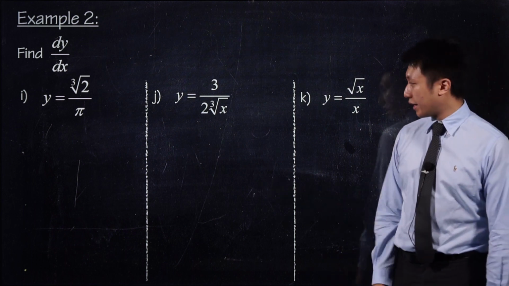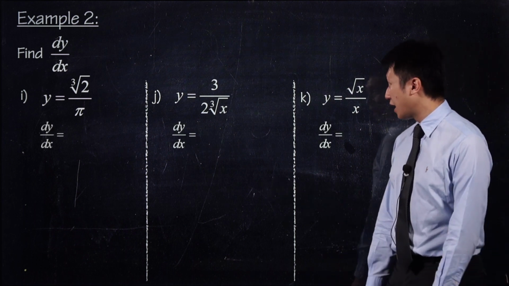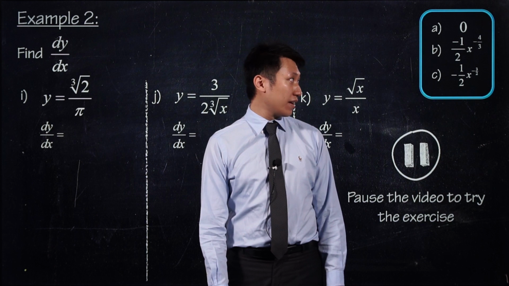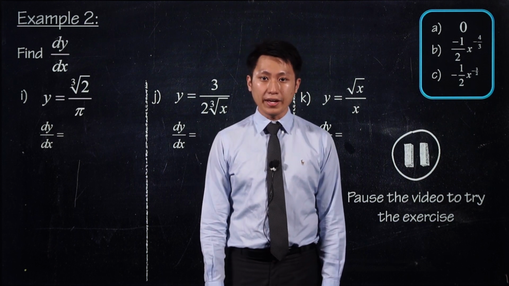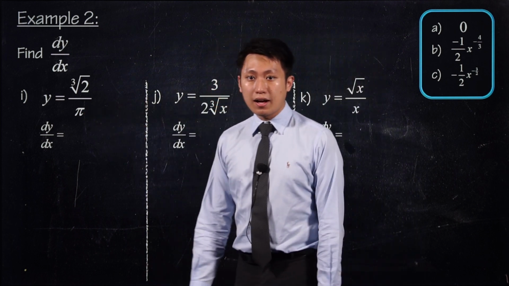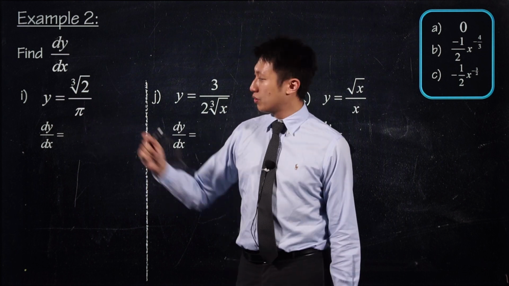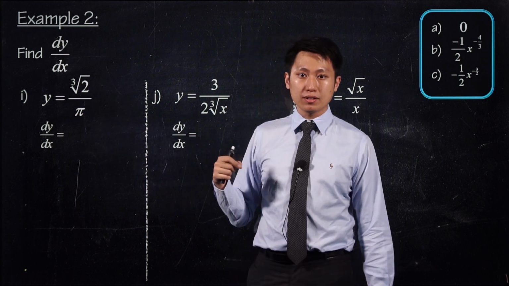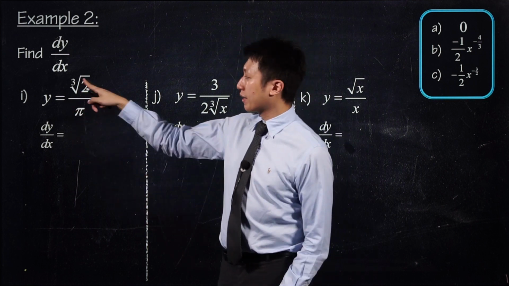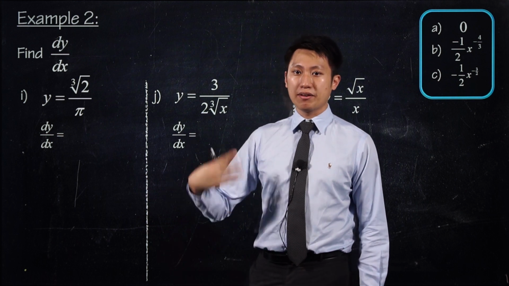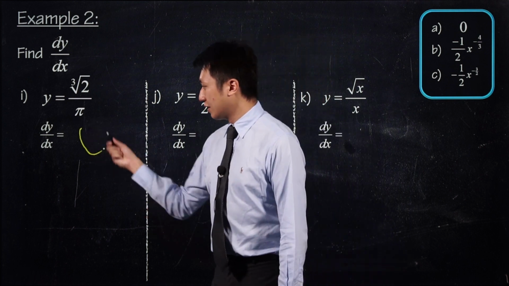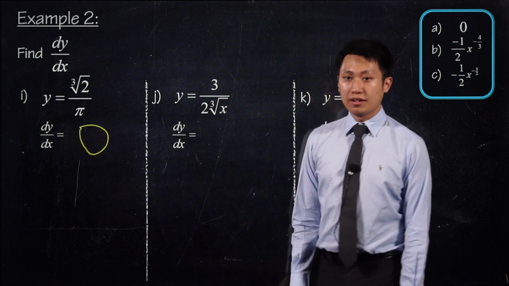For this one, again, I want you to try this, and of course, pause the video. I stand here, and try this with the answers here. All right, let's do it. First of all, for this one, what do you get? You get cube root of 2 divided by pi. Is it a difficult question? Not really, because you have to remember pi is a number, and cube root of 2 is a number, right? Number divided by number is still a number. If it's a number, you differentiate, what do you get? 0. So that's simple.